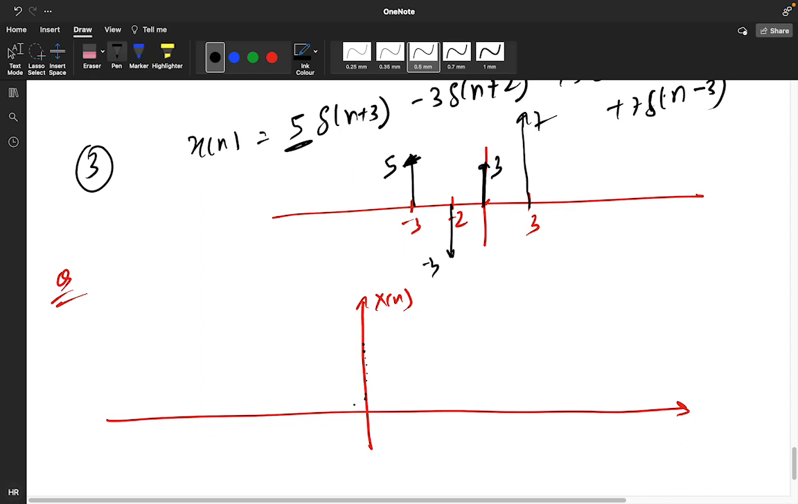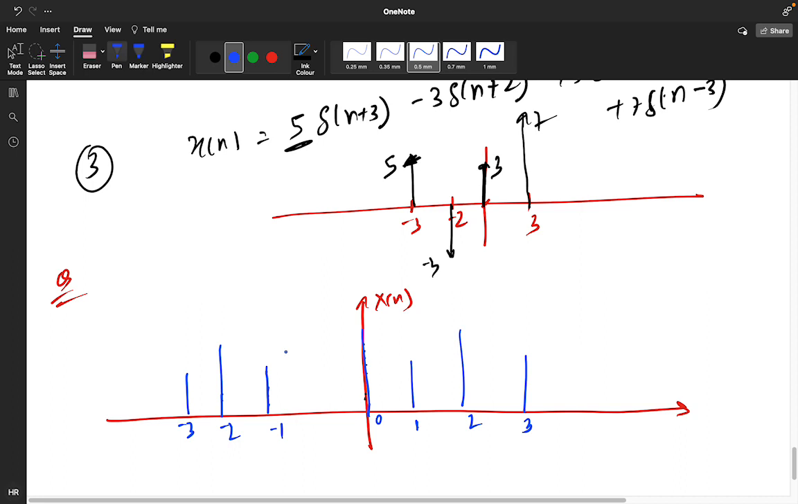Yeah, just wait. Okay, so if anyone had given you a figure like this, what will be the equation? You just tell me. Okay, so this value is minus 3, this particular value is minus 2, this particular value is minus 1, this particular value is 0, this particular value is 1, this particular value is 2, and this particular value is 3.